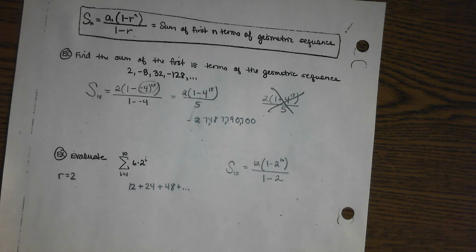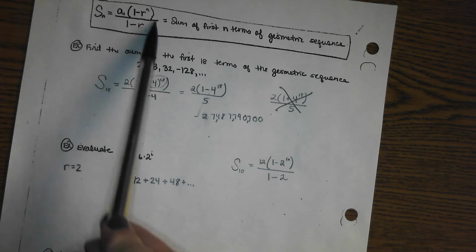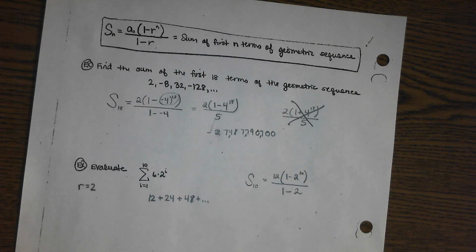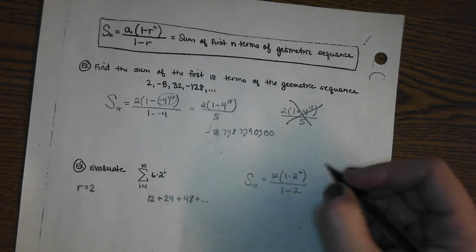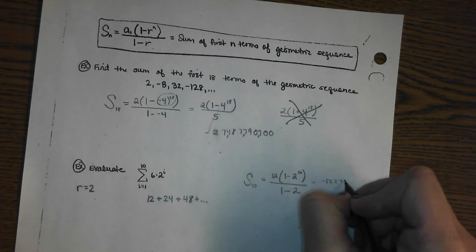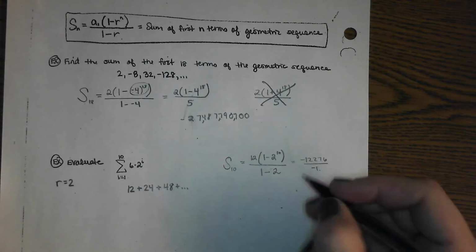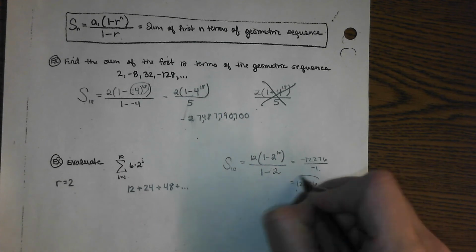This one always fascinates me because unlike the arithmetic one where you need the last term, you don't really ever need the last term for this one, which we'd have to do a proof and wrap our head around to see why that formula is the way it is, but you don't need it. And then this would just be calculator work. So 12 times 1 minus 2 to the 10 is negative 12,276 over negative 1, which gives us 12,276.